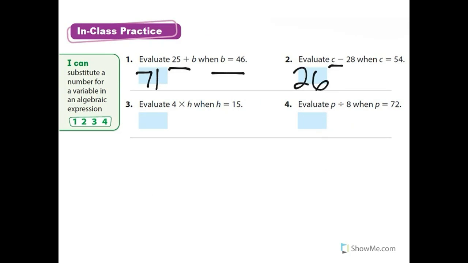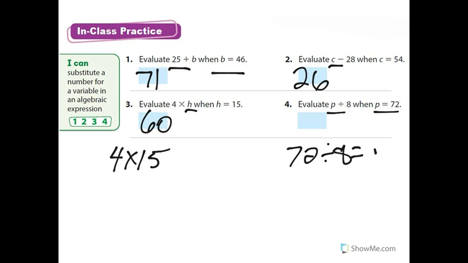I'll solve number 3 with you, and you can solve number 4 on your own. So we evaluate 4 times h when h equals 15. So 4 times 15, that is going to be 60. Alright? You solve number 4, and then we'll go over it. Alright, e equals 72, so 72 divided by 8 is 9.